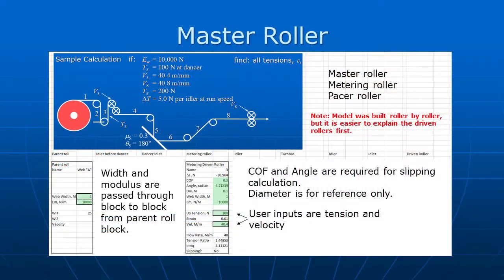Now, normally I build the model just adding the blocks in a row, but I want to leap ahead to this one. In this case, the width and the modulus, which we entered in the parent roll block, are passed roller to roller down to the metering roll. And in this block, the CNF and wrap angle are required for slip calculations. The diameter is in here for reference only, as I didn't use it for anything. And the other inputs in this block are for tension and velocity.